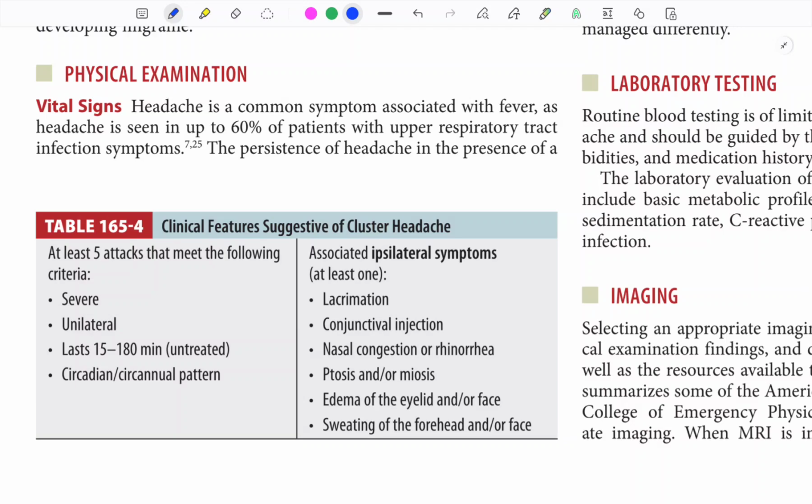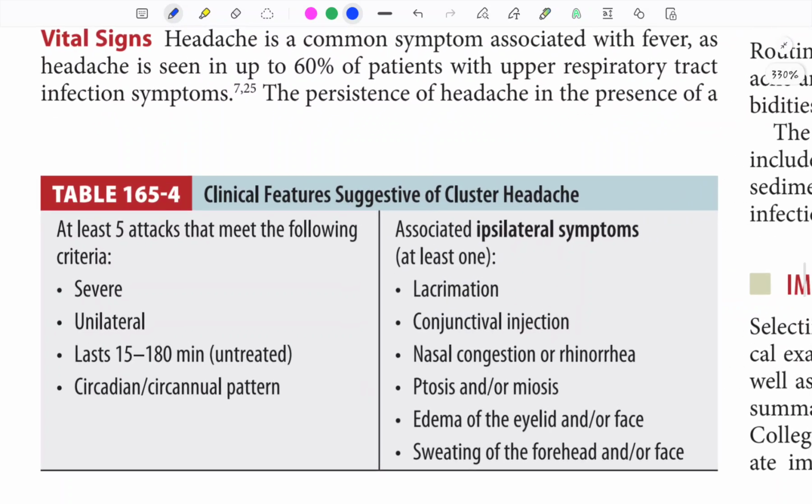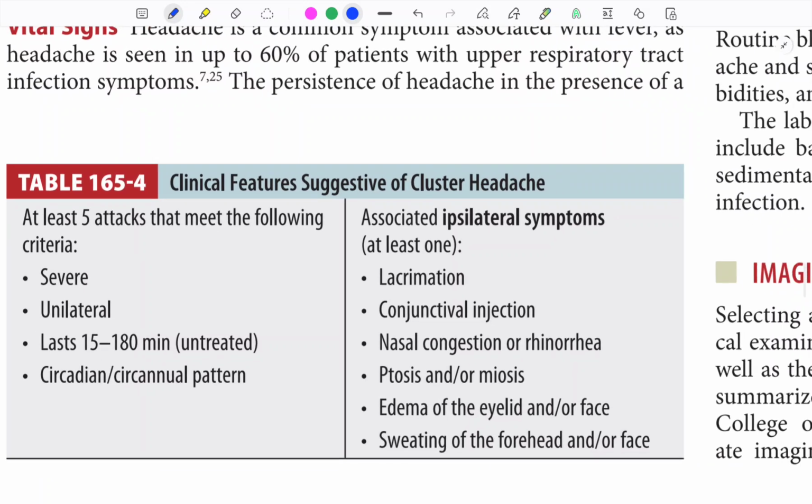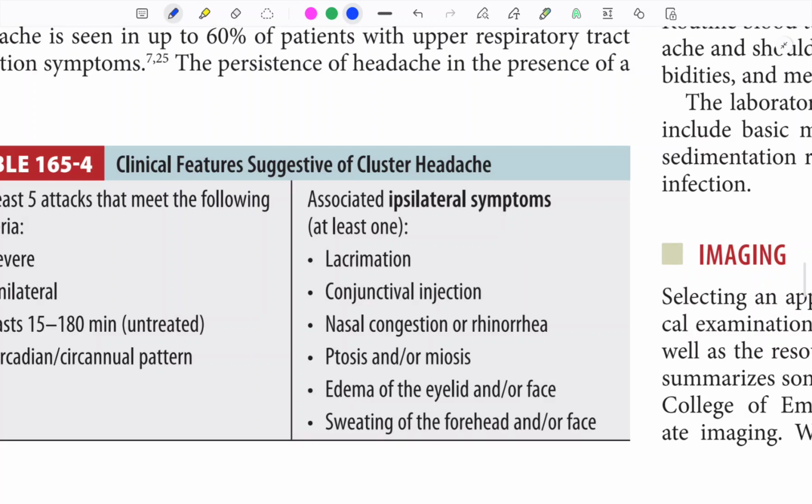What are the clinical features of cluster headache? At least 5 attacks are needed that meet the following criteria. It is sudden, severe, unilateral, lasts 15 to 180 minutes and it has a circadian and circannual pattern, means it occurs at the same time of the day and the same time of the year. Plus your eye is tearing, there is a red eye, your nose is running, ptosis, miosis, edema of the eyelid and the face, sweating of the forehead and the face. Might look like an allergy.